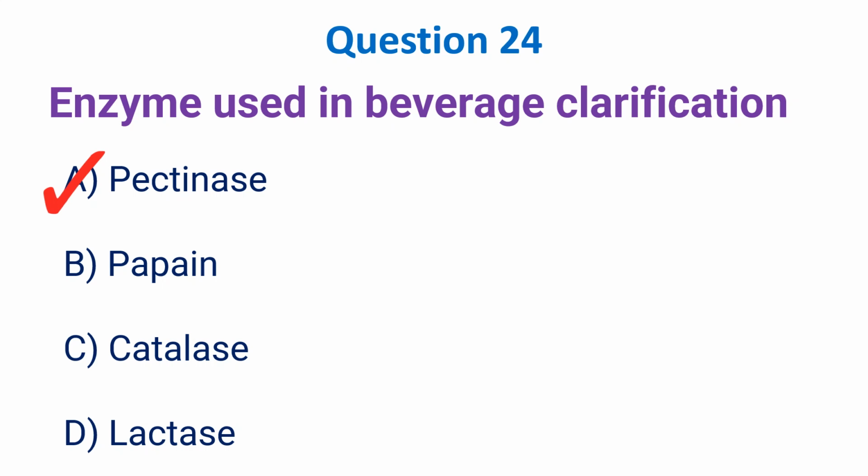The other options, such as papain, is an enzyme which helps in the tenderization of meat protein. Catalase is used in the dairy industry for neutralization of hydrogen peroxide before cheese production. The last option is lactase. It is used to break down lactose sugar and produce products which are free from lactose, and this is especially useful for lactose intolerant people. So here our correct option is pectinase.